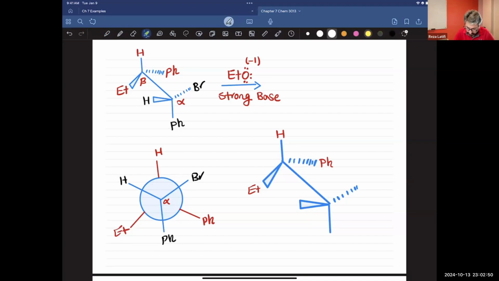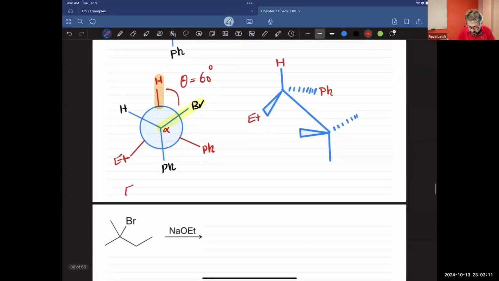Look at the position of the leaving group. This is the leaving group. And where is hydrogen? The hydrogen on the beta carbon is there. I'm talking about this hydrogen. These two right now are in a gauche position. Why gauche? Because the dihedral angle between them is 60. You cannot do elimination. So E2 elimination is not going to happen. This one will not work.